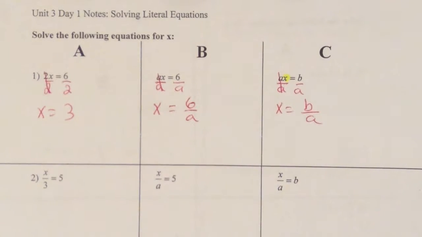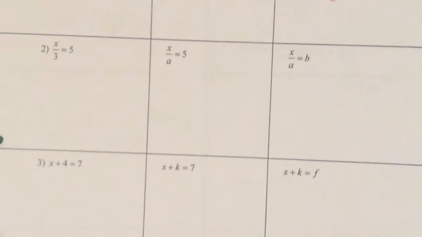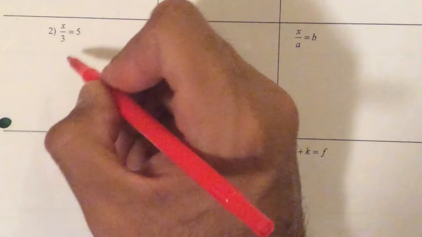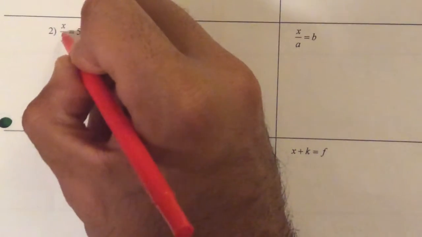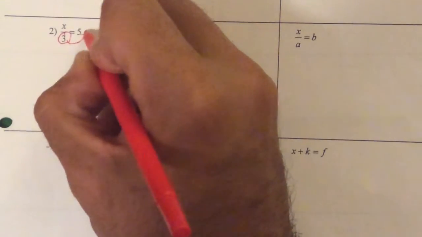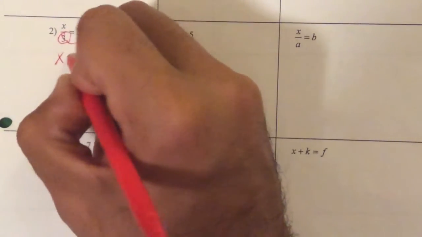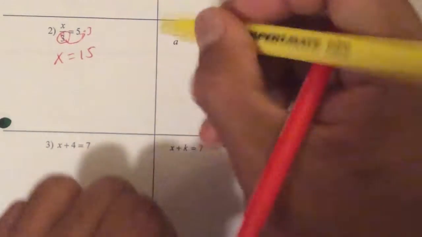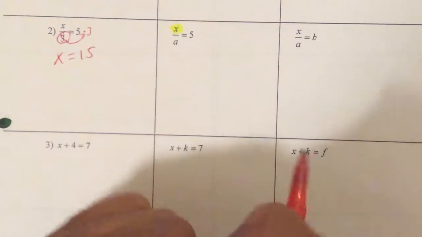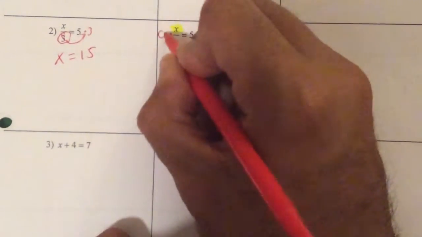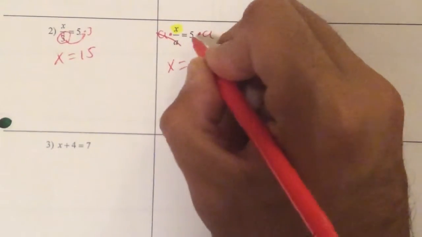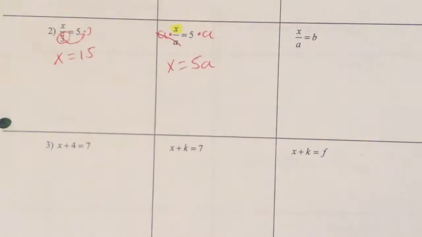Okay. Now, let's look at set number 2. If you notice, we're doing x divided by 3 equals 5. You should recognize this type of problem because to move the 3 to the other side, you have to multiply by 3. So x equals 5 times 3, which is 15. Now, what if we replace that 3 with the letter a? We're still solving for x, so I have to move the a to the other side. The opposite of dividing by a is to multiply by a. So the a's go away, and I'm left with x equals 5 times a, which is just 5a.